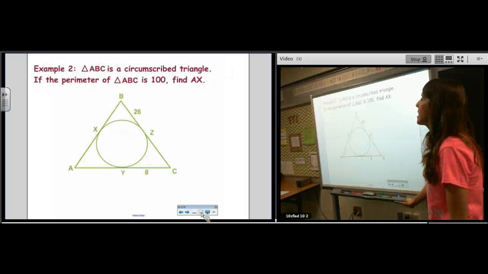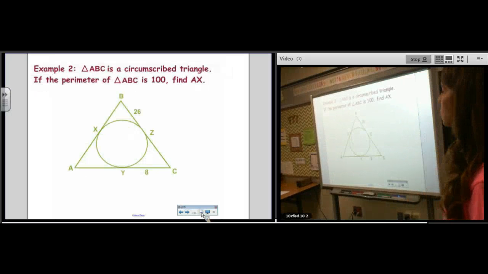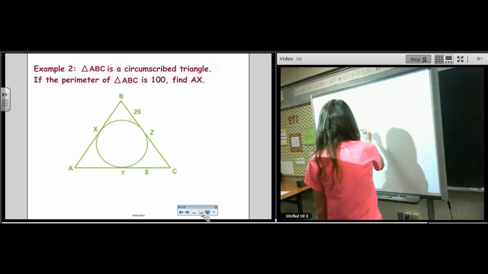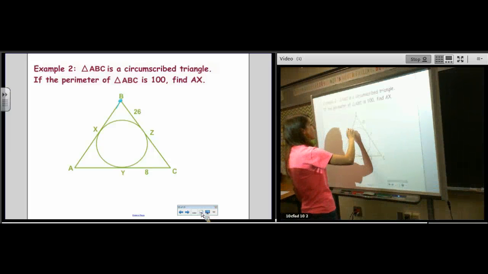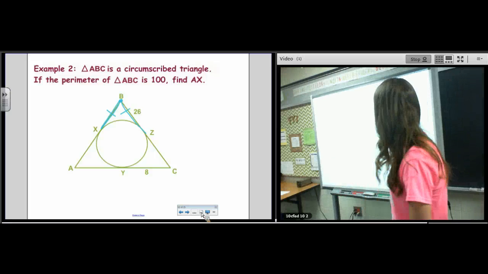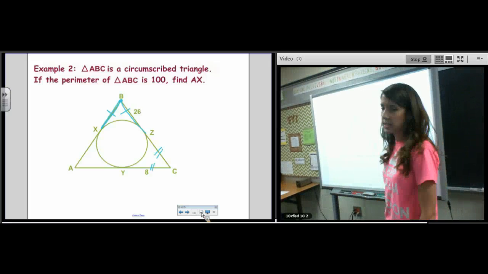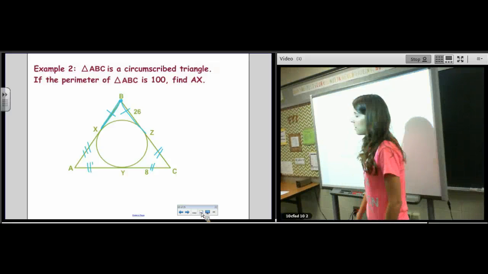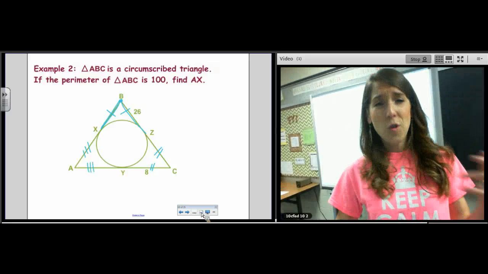Example 2. ABC is a circumscribed triangle. If the perimeter is 100, find AX. So we learned a little nifty theorem that said, hey, if I draw two tangent lines from a point, those tangent lines are the same length. Well then, those tangent lines better be the same length, and those tangent lines better be the same length.